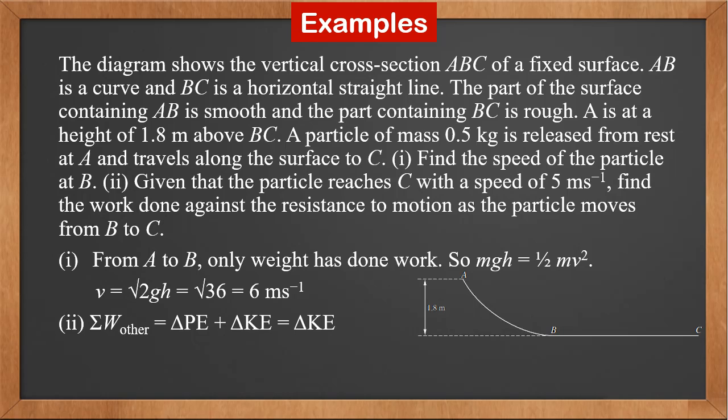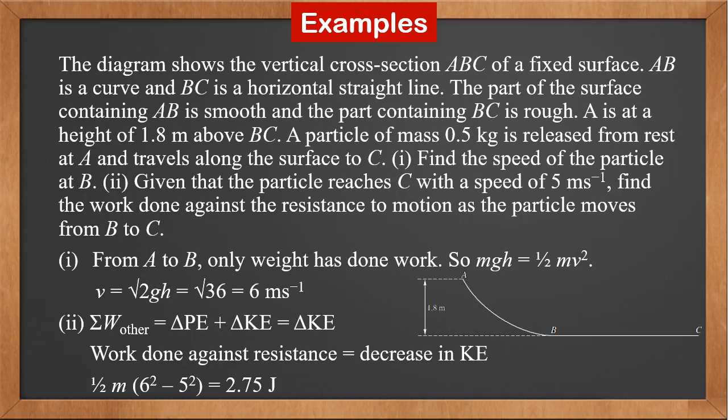From B to C, there's no change in PE. We know sigma W other is delta PE plus delta KE. Delta PE is 0. Delta KE is negative. So work done against resistance is decrease in KE. It is half times m times 6 squared minus 5 squared, which is 2.75 joule.